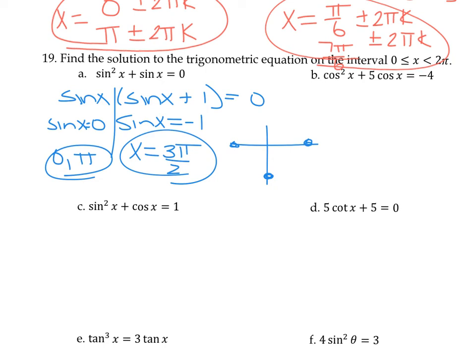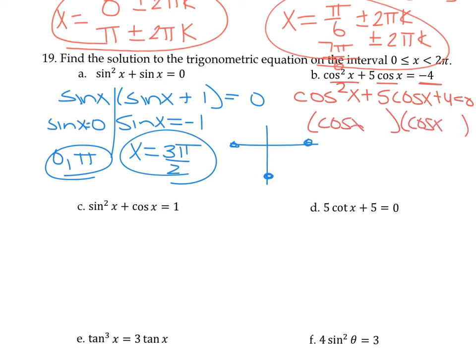If I go over and do letter B, I have a cosine squared and a cosine, which means I'm going to have to factor because I also have a constant. So I'm going to add 4. So cosine squared x plus 5 cosine plus 4 equals 0. So it's going to be cosine x and cosine x. Factors of 4 that make 5 is 4 and 1.